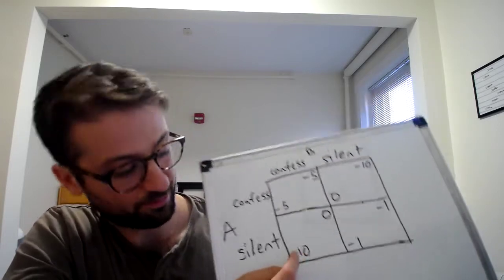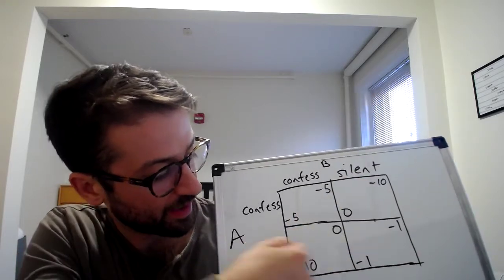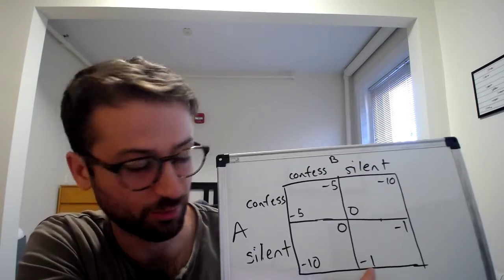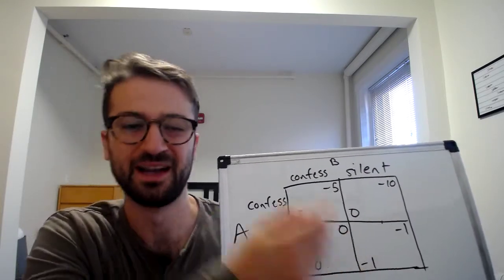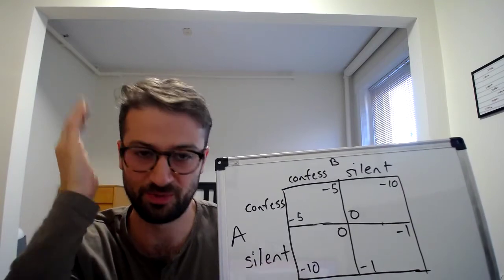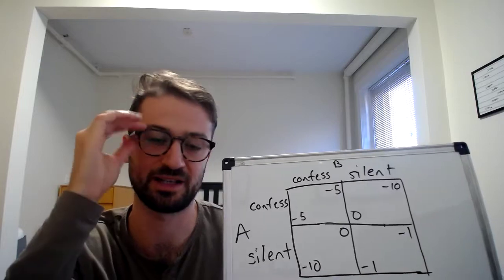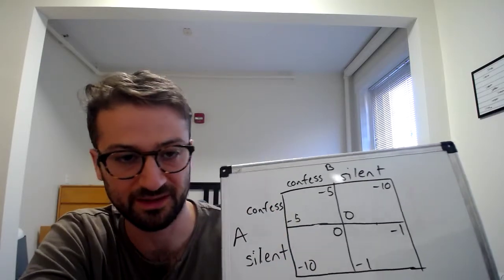If both thieves stay silent, they are both going to get 1 year of prison, or they're going to go to jail for 1 year. So their payoff is -1, right? And in this case, numerically, each of these players wants to maximize their payoff. They want to get the highest payoff possible. So they get -1 if they both stay silent.